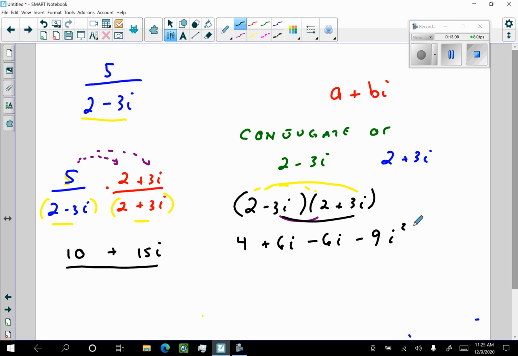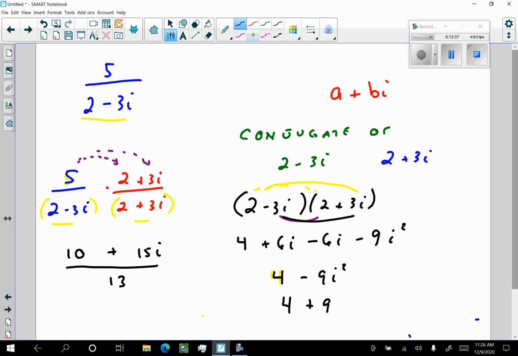Well, something magical happens here. If you look, the 6i minus 6i, they cancel. And so I have 4 minus 9i squared. Well, what is i squared? Negative 1. So this is going to be 4 plus 9, because negative 9 times negative 1 is positive 9. So the bottom multiplied out is going to be 13.